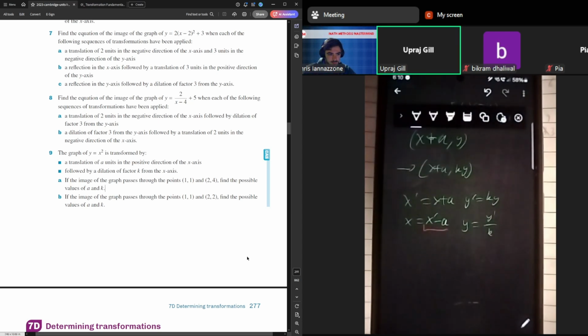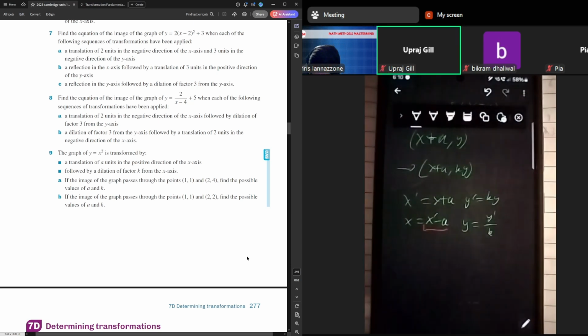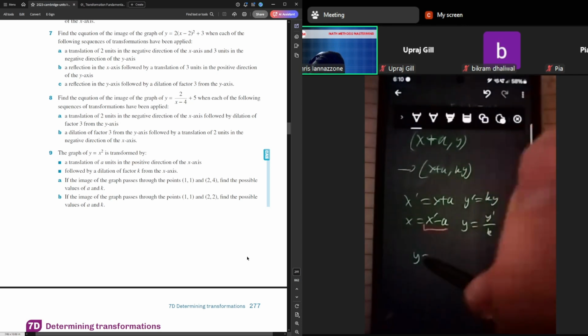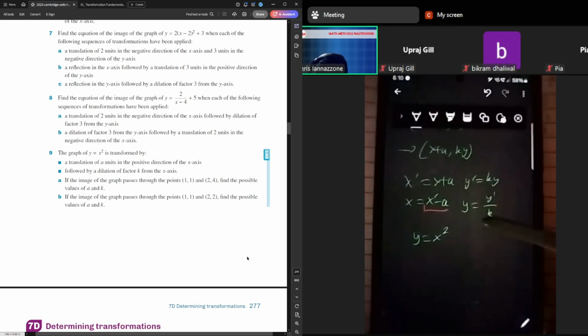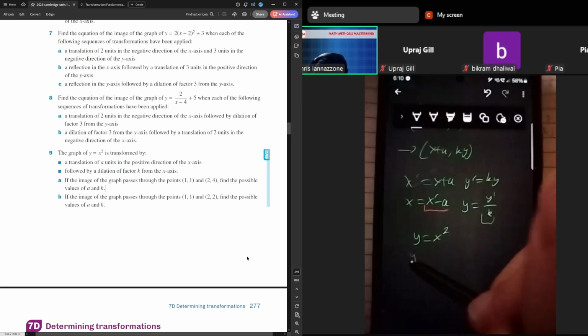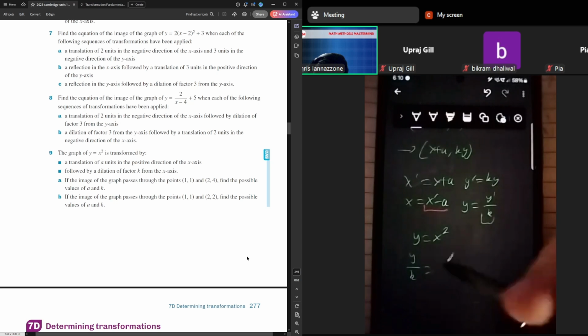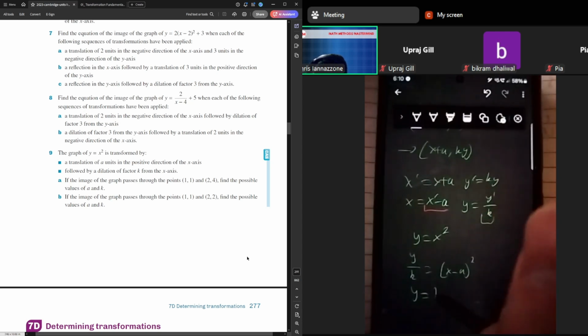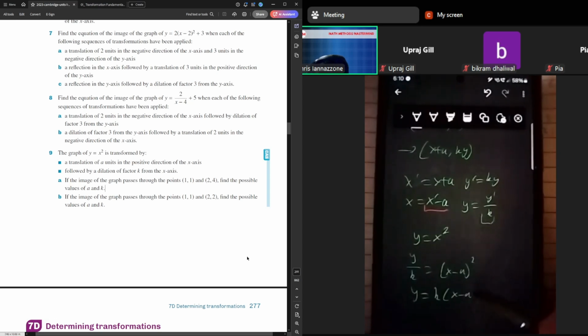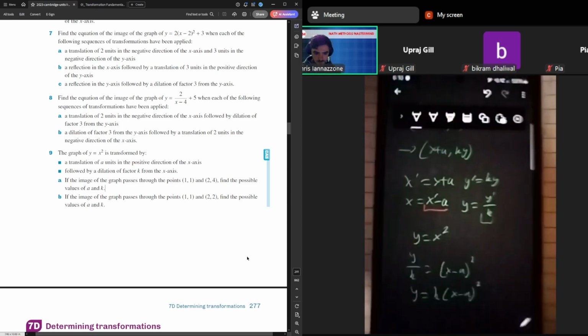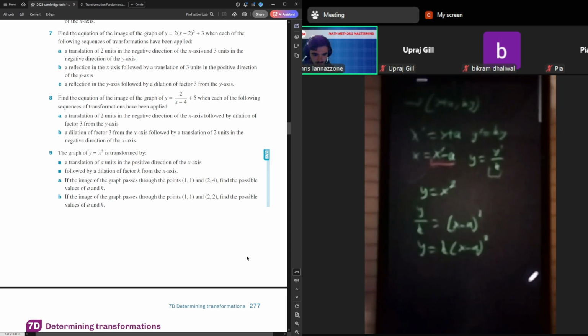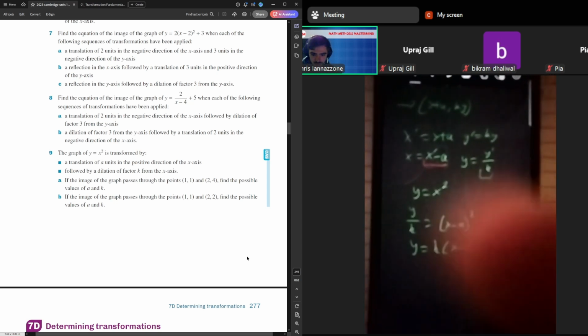We substitute. Yeah, sub into function. So the original function was y equals x squared. Every y gets this, every x gets that. Y over k equals bracket x minus a all squared. Y equals k bracket x minus a all squared. That's that one. So there's the point form.